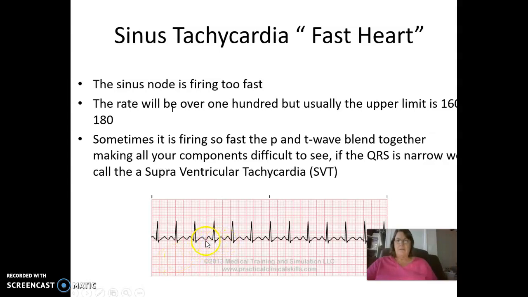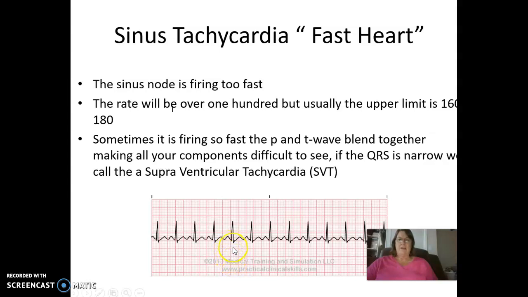My PR interval starts on the dark line, and remember each of these baby boxes is 0.04 seconds. It looks like 1, 2, 3, almost 4 little boxes, I think. It's kind of hard for me to see them without blowing this up. If I had 4 boxes, it would be 0.16, and it looks like it's the same all the way across the strip. My QRS, I measure from where the Q dips down to where the S comes back to the isoelectric line, and it looks like almost 2 boxes, so that would be 0.08.